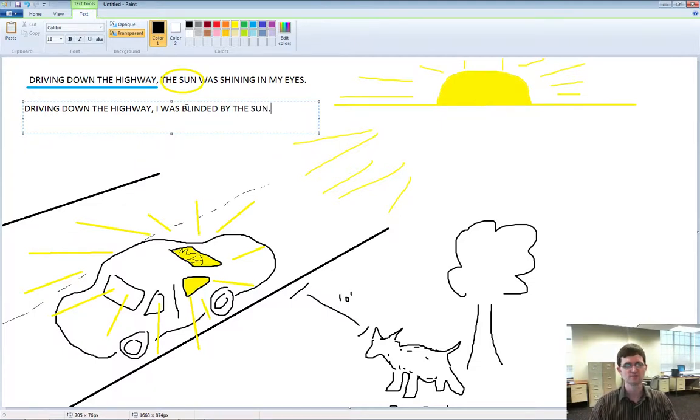Yeah, that still gets the ideas in there. Different verb choices, but you know what? We're still communicating the same basic idea. And now we have a sentence that does not have that confusing dangling modifier.